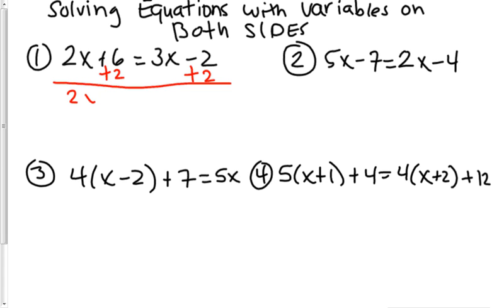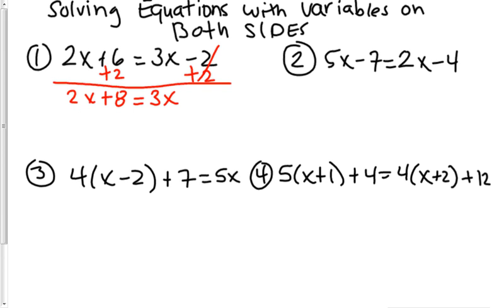2x, bring my 2x down. 6 plus 2 is equal to 8. So plus 8. That is equal to 3x, and then my minus 2 and plus 2, those cancel out. Now I'm forced in my movement, pretty much. I have a 3x on one side of the equation and a 2x on the other side. So I have to move the 2x to be with the 3x.